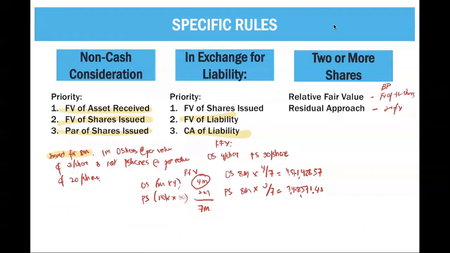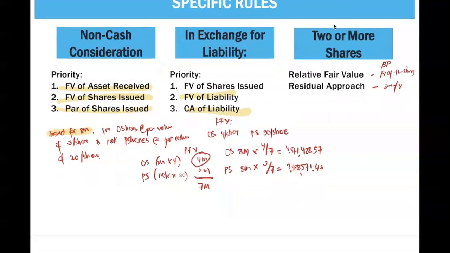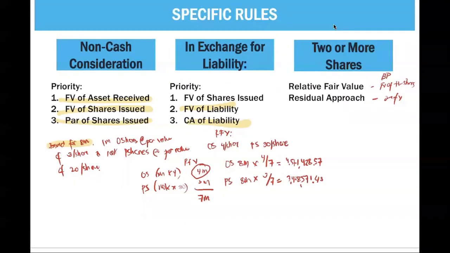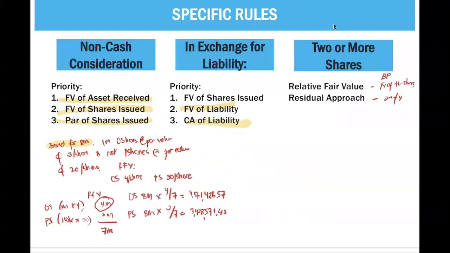Okay. So after we compute for the value of our OS and our PS, we are now ready to make our journal entry. So to make our journal entry, we get first for the value cash of 8 million. And then we have here ordinary share capital and then preference share capital. Then we have your share premium, ordinary share, share premium, preference share. Okay. So how much is the total allocated to OS?